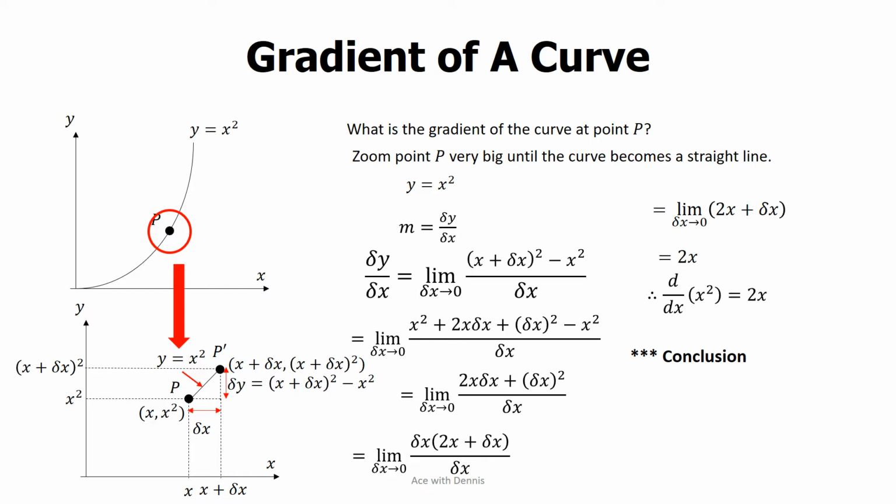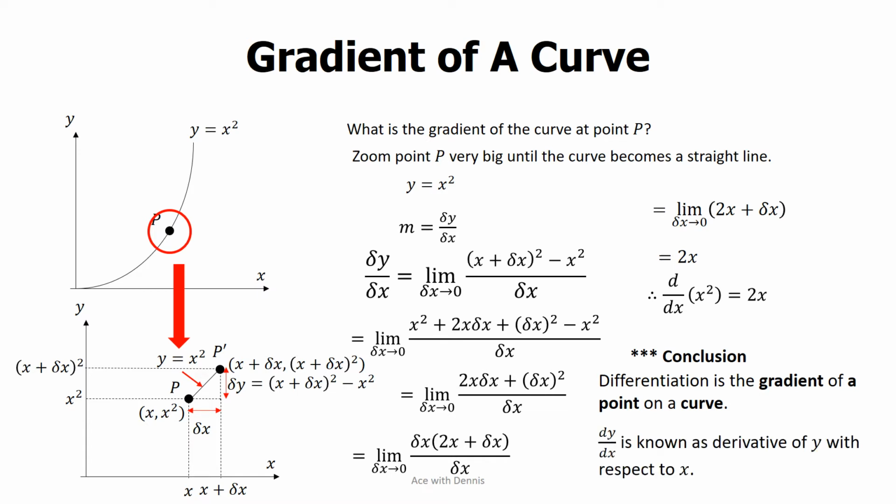Now from here, we can make a conclusion that differentiation is the gradient of a point on a curve. So please remember this, because in later parts, when we want to learn further, we need to understand that differentiation is the gradient of a point on a curve. And you will see this very frequently, dy over dx. You might wonder why it is dy over dx. So dy over dx is known as the derivative of y with respect to x.